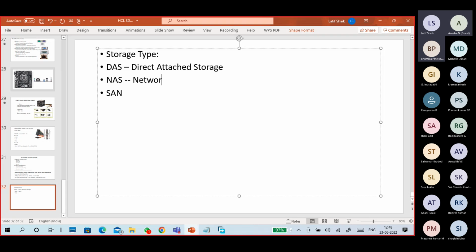NAS is network attached storage. SAN is storage area network. It is automatic, so the dash that came is not mine; I typed it, but it automatically became a single dash. So what is DAS? DAS is directly attached storage: you have a PC and inside your PC you have a hard disk, or you connected a storage directly to your server or computer. That is direct attached storage.